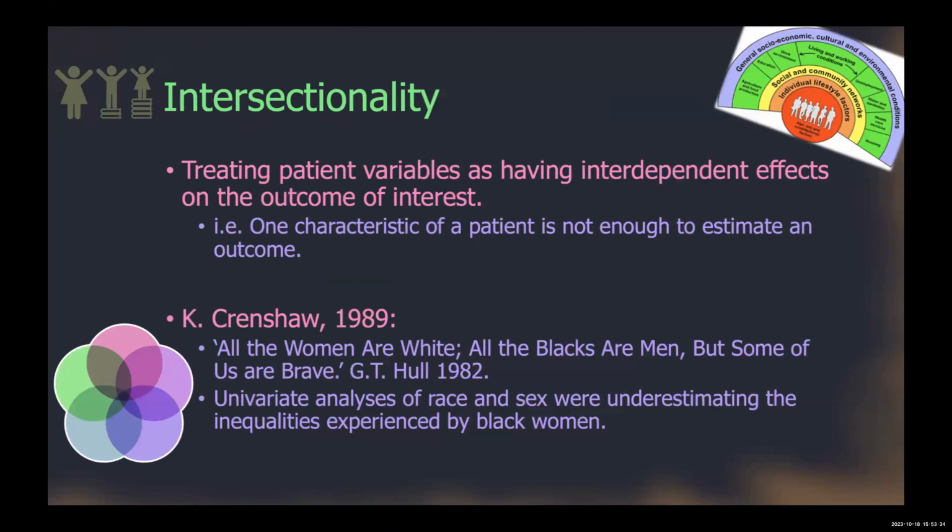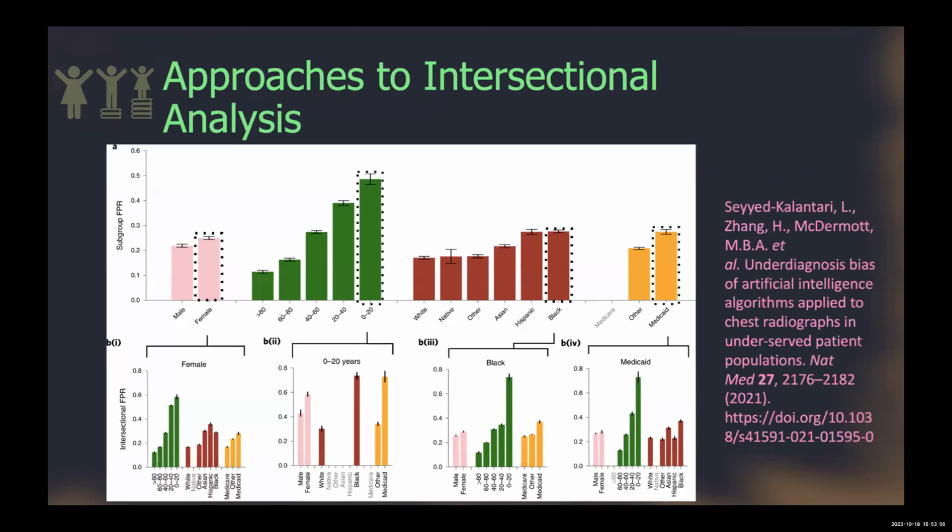Now, this is where we get into intersectionality. Crenshaw, quoting, "All the women are white, all the blacks are men, but some of us are brave," talking about how univariate analyses of race and sex were underestimating inequalities experienced by black women. So it's potentially within the data we look at that the interdependent effects of different variables are important to the outcome of interest. Now, there are approaches to intersectional analyses out there.